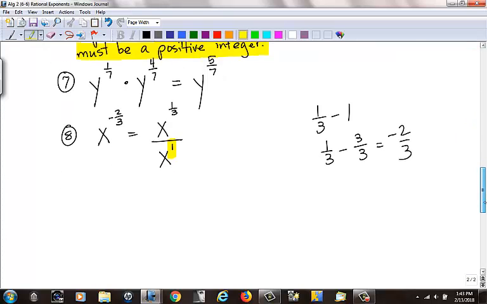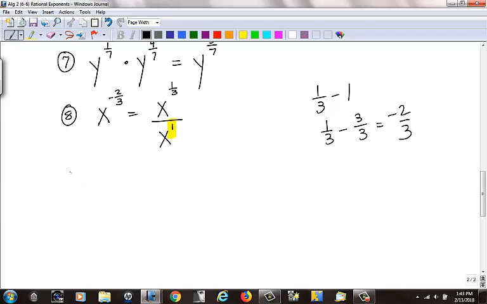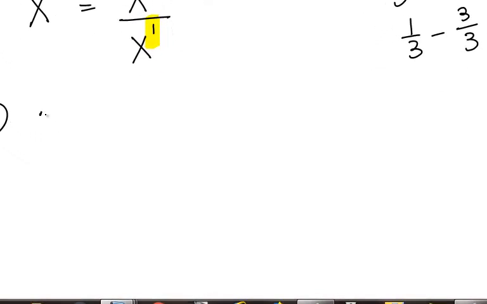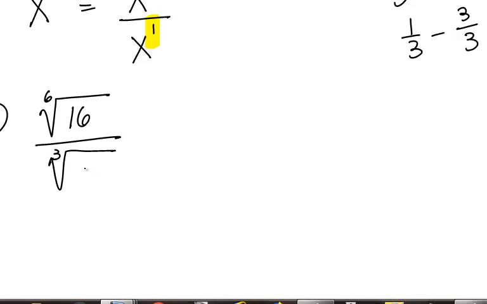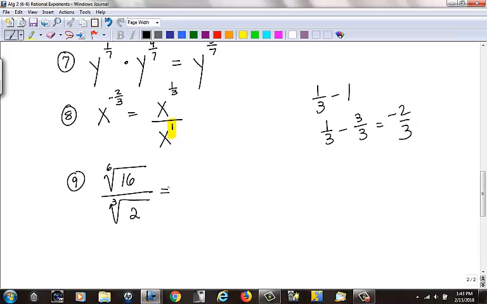Okay, let's try a couple more. So we have, just to simplify, and that's usually in the directions. That's all it will say is simplify. The 6th root of 16 divided by the cube root of 2. Right offhand, I can't think of anything for the 6th root of 16.